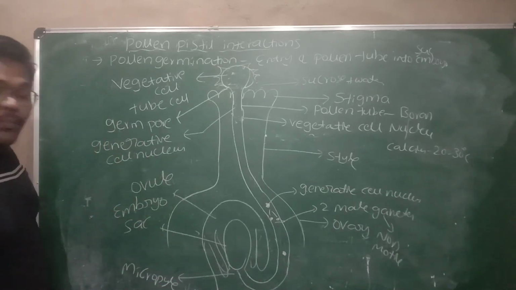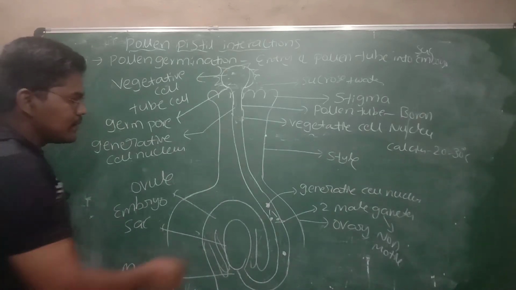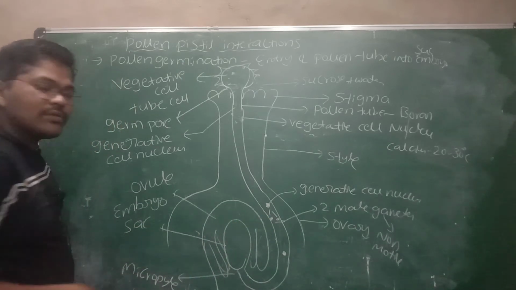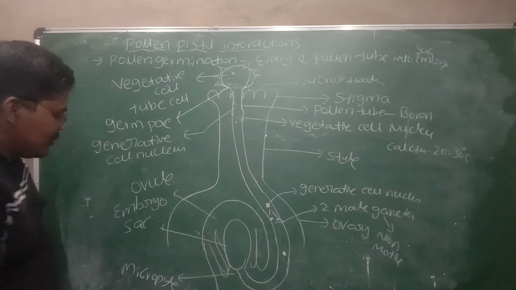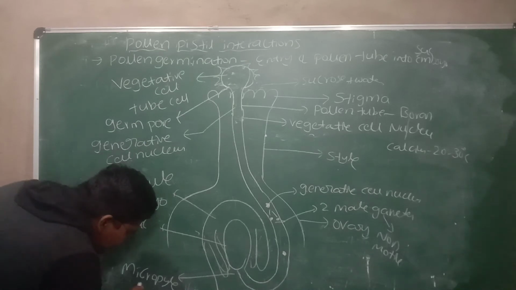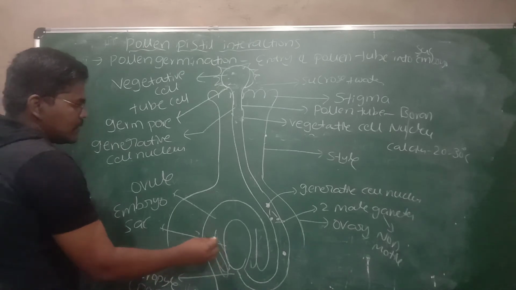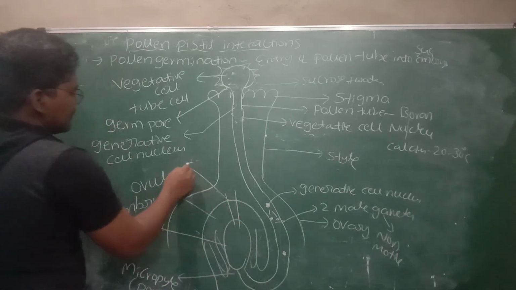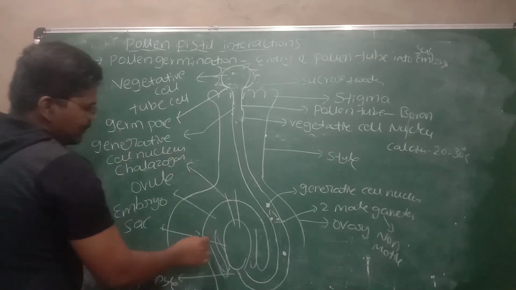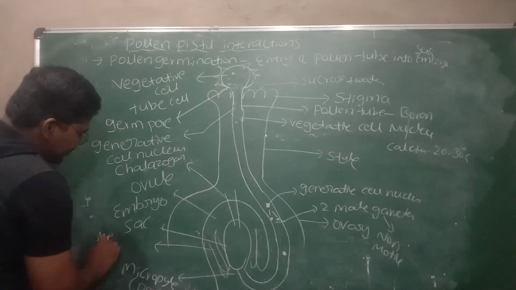Sometimes the pollen tube also enters into the ovule through the chalaza. Sometimes the pollen tube also enters into the ovule through the integuments. If the pollen tube enters into the ovule through the micropyle, that is called porogamy. If the pollen tube enters through the chalaza, that is called chalazogamy. If the pollen tube enters into the ovule through integuments, that is called mesogamy.